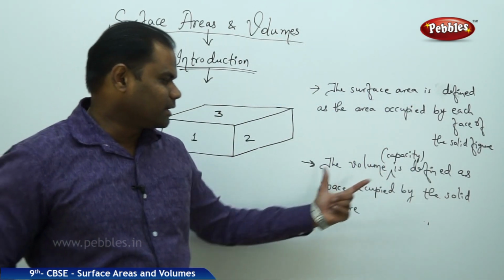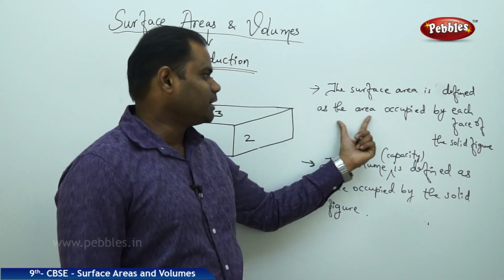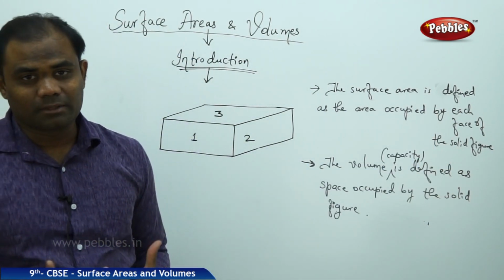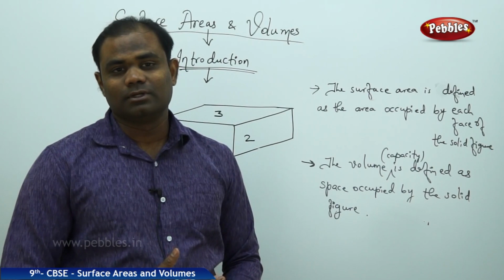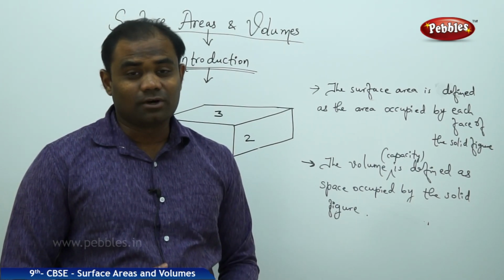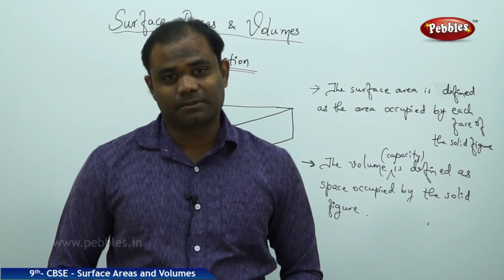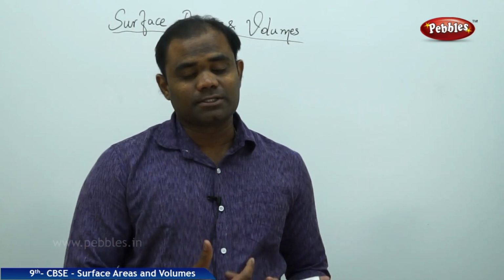So here the volume is defined as the space occupied by the solid figure, and the surface area is defined as the area occupied by each face of the solid figure. Each face area when added up gives me the surface area, and the space which the object occupies is defined to be the volume of the solid figure. That is how we understand the surface area and volumes of a three-dimensional object. Now that we have understood surface area and volume of a solid figure through the different faces, let's see how we can find the surface area of a cuboid.